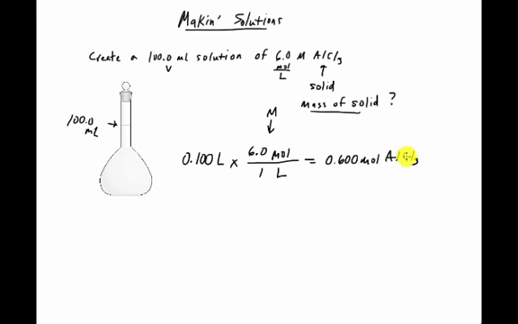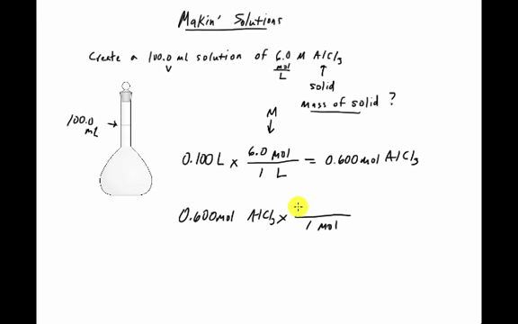So that is the number of moles that I want to put in this container that I'm going to have in the solution. Now I have to figure out the mass. So 0.600 moles of aluminum chloride, and I just used the molar mass of aluminum chloride.